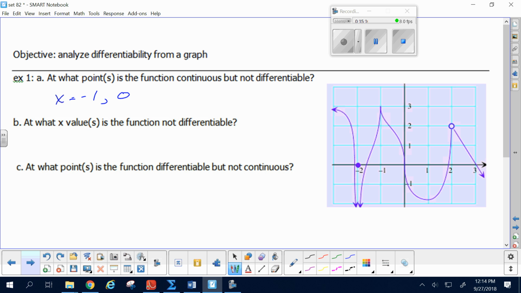At what x value is the function not continuous? Oh, okay. So I guess there is a difference, right? I thought this was redundant, but it's not. At what points, at all x values, is it not differentiable? Give me them. Negative 2, negative 1, 0, 2. Okay? At what points is the function differentiable but not continuous? None of them. No, that's not possible. Okay, cool.